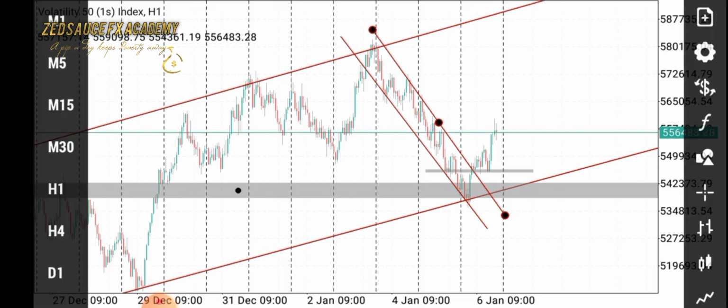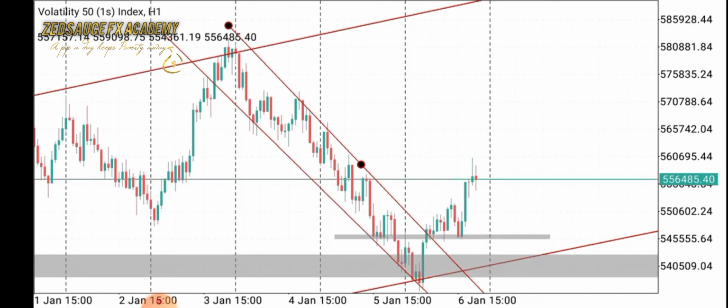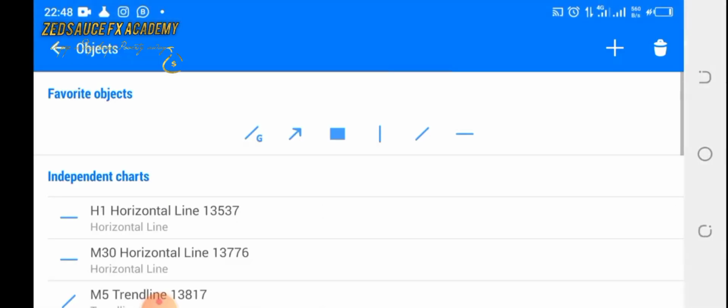So in the current moment, let me zoom in a bit. In the current moment, we've pushed to make a higher high. We have a previous higher low here.